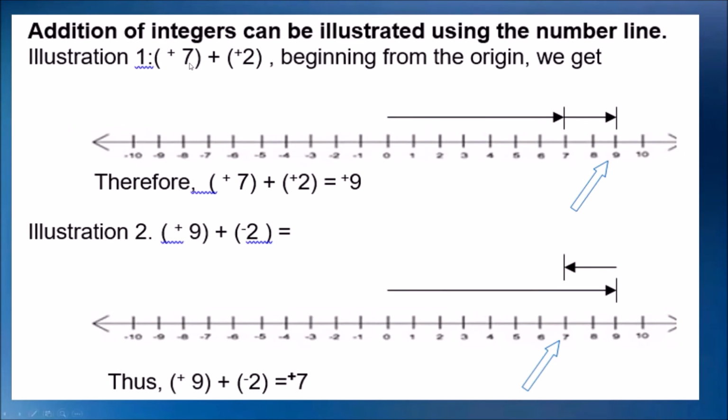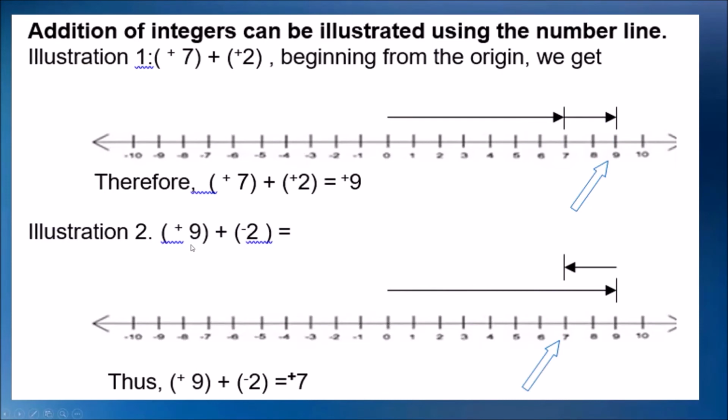Example number 1, positive 7 plus positive 2. We begin from the origin of 0 and going to positive 7. Magdadagdag tayo ng dalawa, 1, 2. So, nag-end tayo ng 9. Therefore, positive 7 plus positive 2 is equal to positive 9.